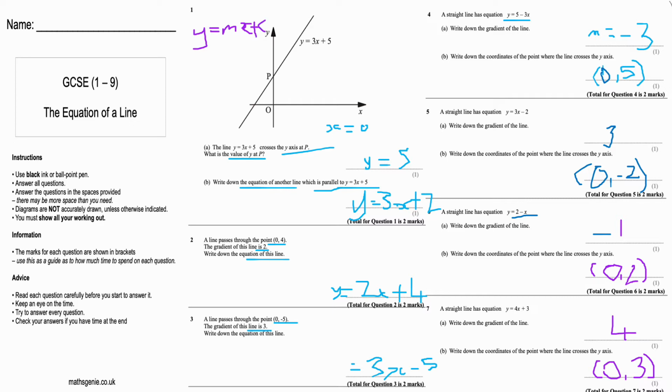If m has a positive gradient, it's in this direction. If m has a negative gradient, it's in this direction. It's going down. That's if m is less than 0, and that's if m is greater than 0.